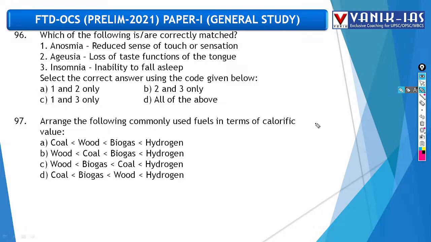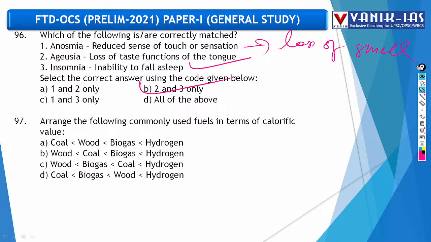Consider the following, which are correctly matched: anosmia, ageusia, insomnia. Yes, insomnia is the inability to fall asleep, this is right. So 3 is right, obviously. And ageusia is the loss of taste functions of the tongue. This is right. So 2 and 3 are right. Anosmia is loss of smell. Ageusia is regarding taste, tongue, and insomnia, trouble falling asleep. So 2 and 3 options are right.